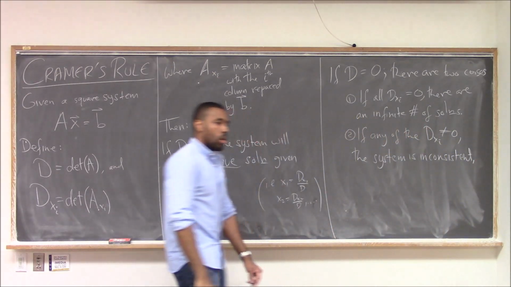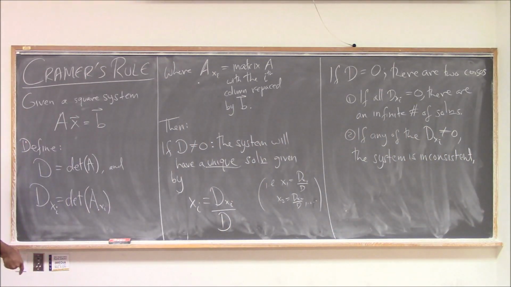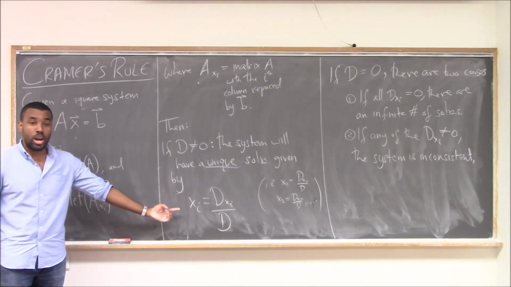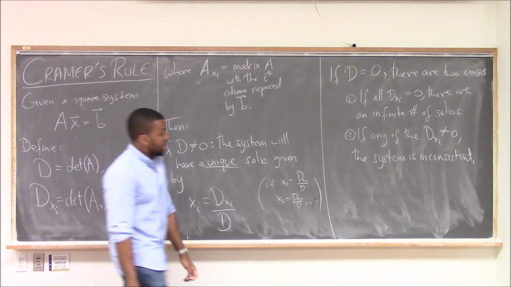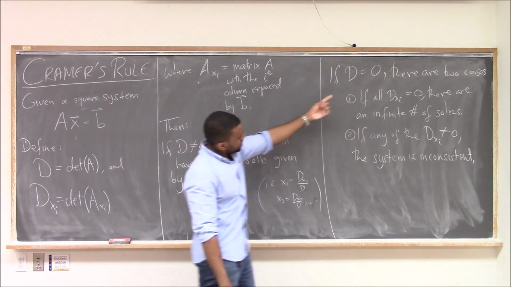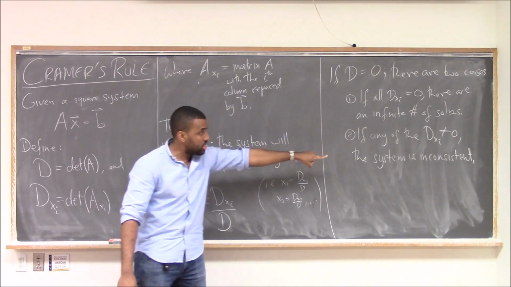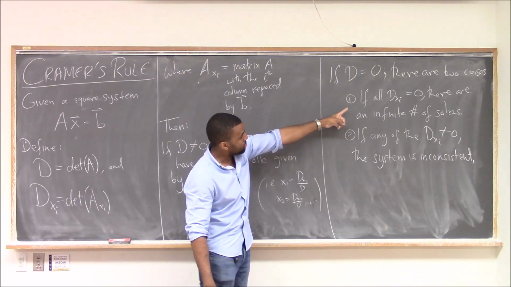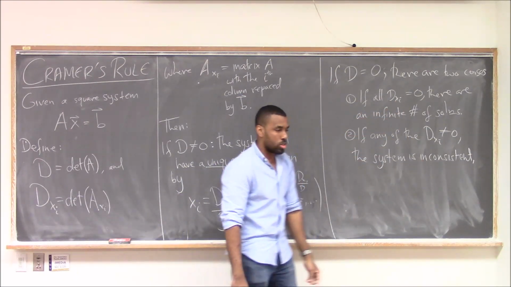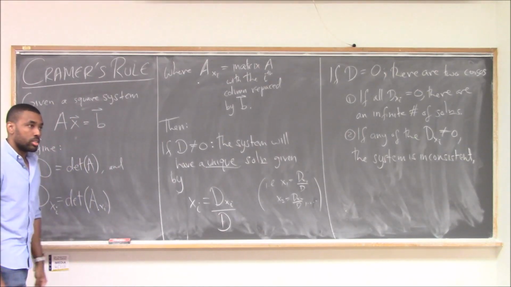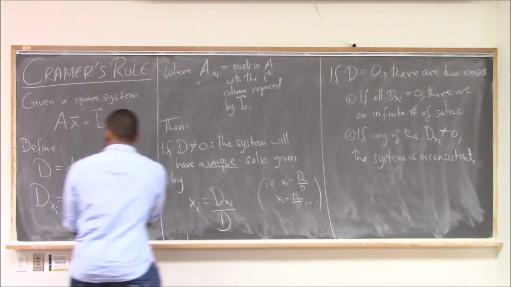So Cramer's rule covers all the possible cases that we know about systems. In the case the determinant of the coefficient matrix is not 0, you will be able to find a unique solution to the system, and we actually have a formula to compute that. And if the determinant of the coefficient matrix is 0, there are two possibilities. You'll either have infinite solutions or it'll be inconsistent. You know it'll have infinite solutions if all the other determinants are also 0. But if any one of them is non-zero, then the system is inconsistent. So let's look at an example.